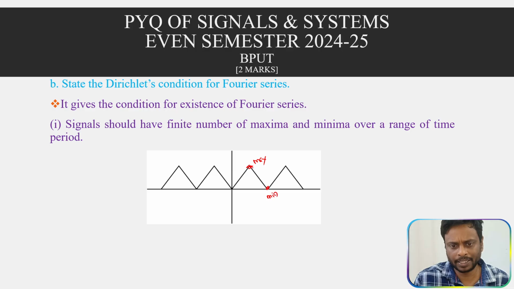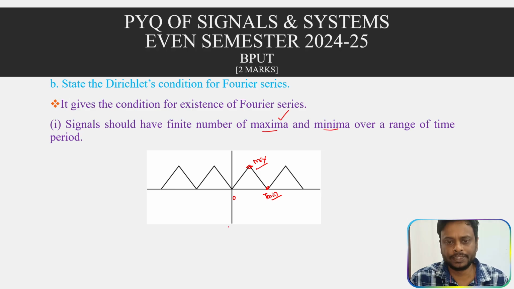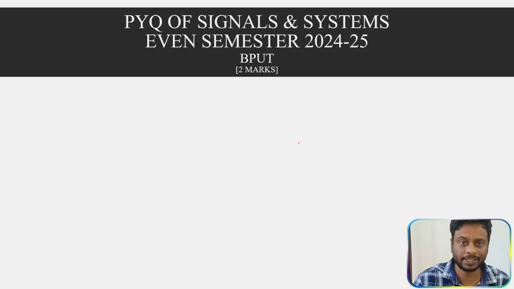Over the time period 0 to T, there is one maxima and one minima, so this is finite. It should be a finite number of maxima and minima over a range of time period. This is the first condition for the existence of the Fourier series.